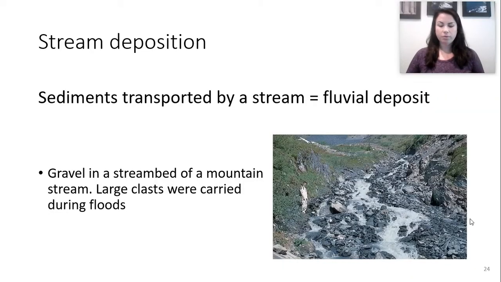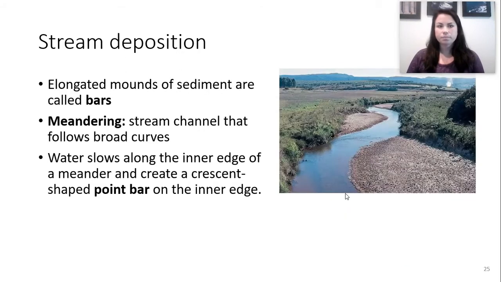So we just talked about how sediments can be suspended and ultimately deposited. Sediments transported by a stream are called a fluvial deposit. This should be a review based on the depositional environment lecture a few weeks ago. This picture shows gravel in the stream bed of a mountain stream, where large clasts are carried during floods and smaller clasts are carried further down. This is where we get deposition of different types of gravel in a stream bed.